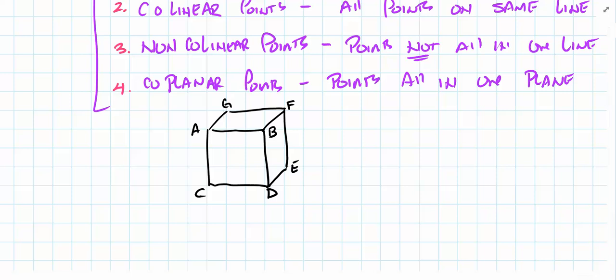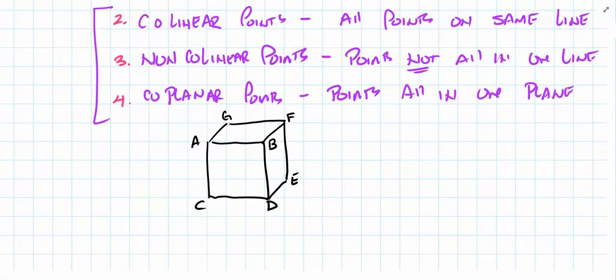Could you name 2 points that are collinear? What do you think? A and B. Okay, let me highlight this. You say A and B. Can everybody see the highlights? Does that make sense? Are those 2 points that are collinear? What makes them collinear? Yeah, same line. Okay, good.